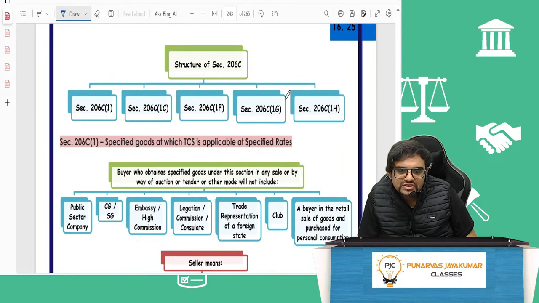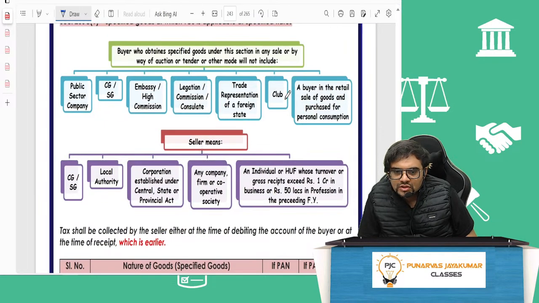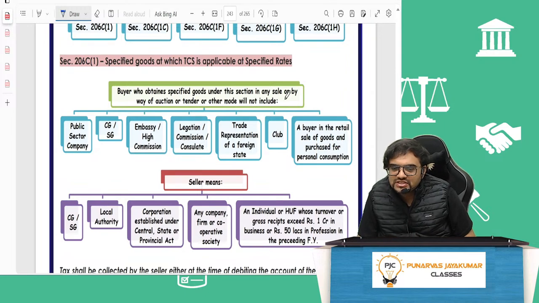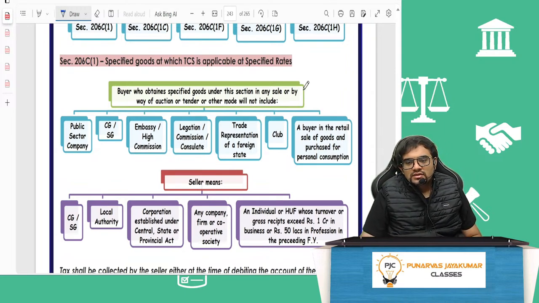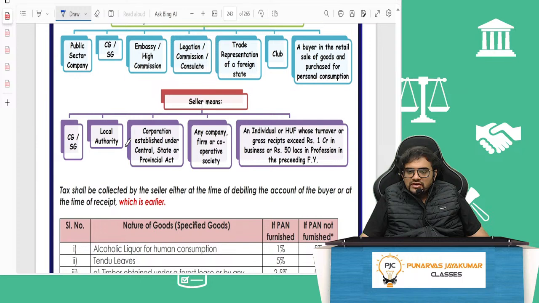So we have 206C1, 1C, 1F, 1G, 1H. 206C1 only talks about TCS at specified rates. Buyer will be any buyer except state government, central government, public sector, company, etc. Seller will be any seller, CG or SG, local authority, corporation, any company, or big sellers, individual or HUF whose turnover exceeds 1 crore, same dialogue.